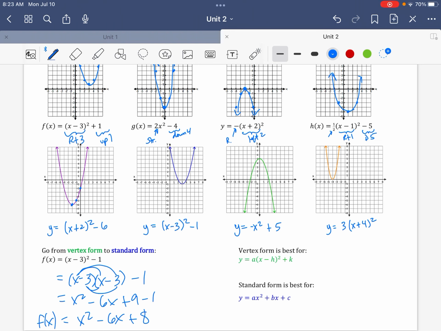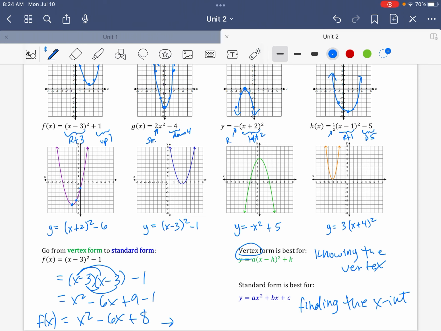So vertex form obviously is best for finding the vertex or for knowing the vertex, because obviously it's called vertex form. Standard form, what standard form is good for? It's good for finding the x-intercepts.